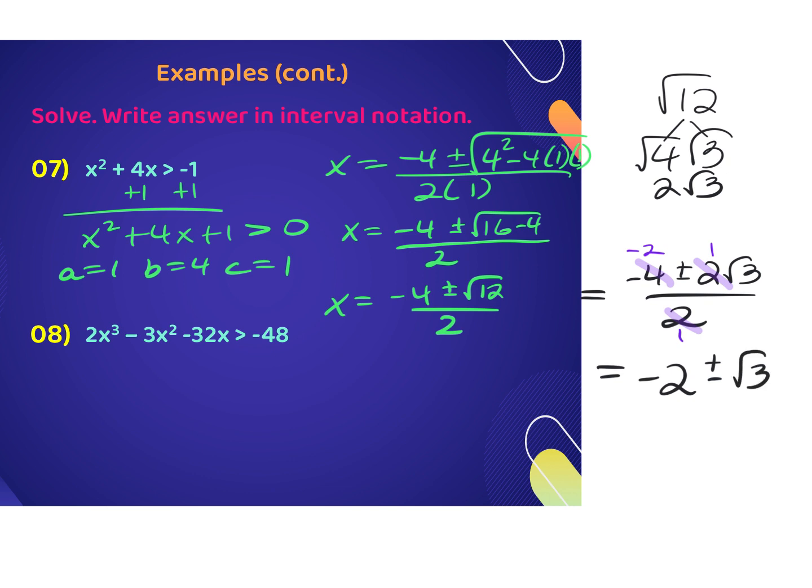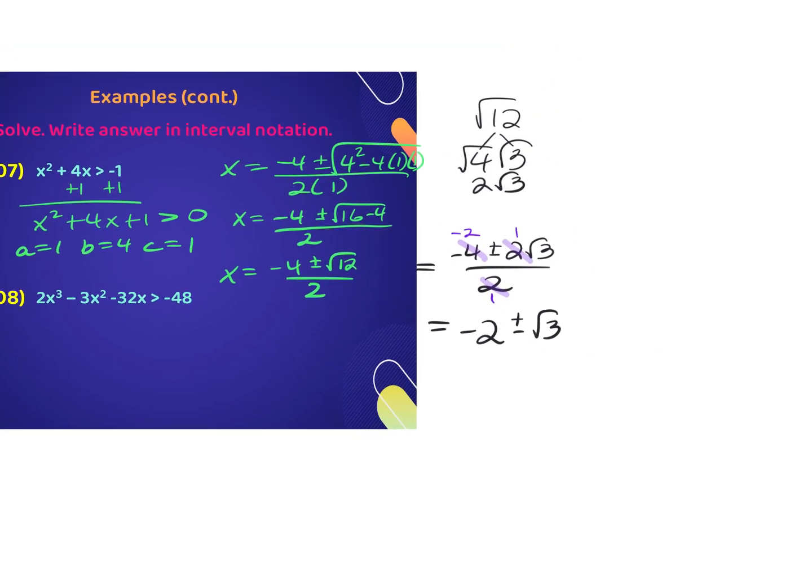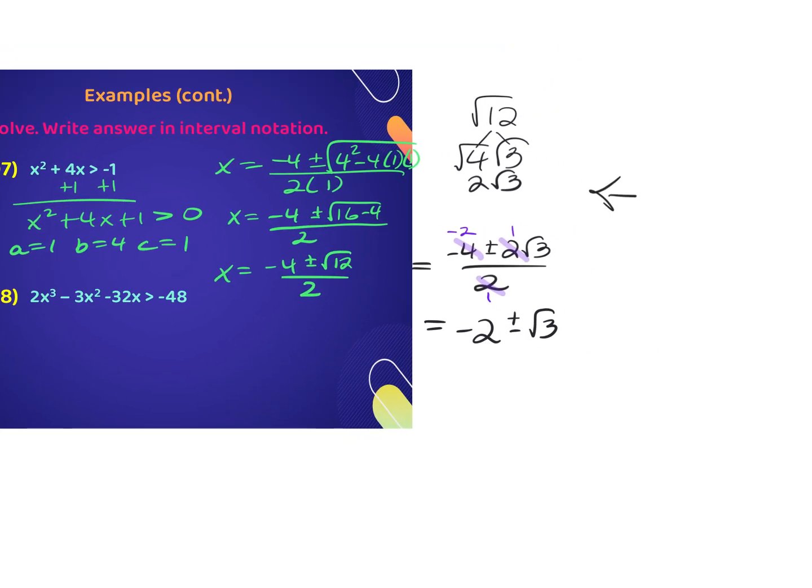Now, these are the numbers that go on my number line, and you're doing this without a calculator. So you're going to have to approximate it. So, for example, let's put it on the number line.